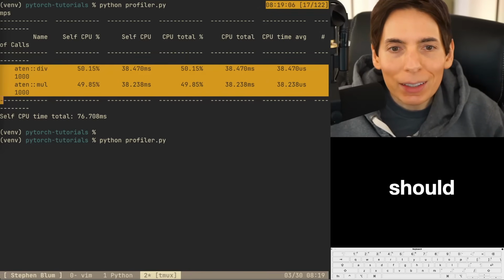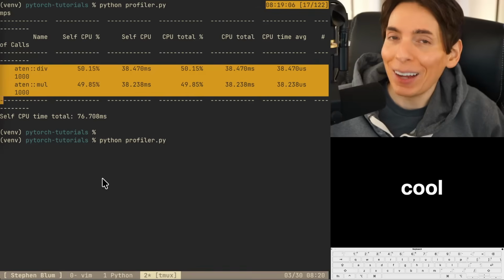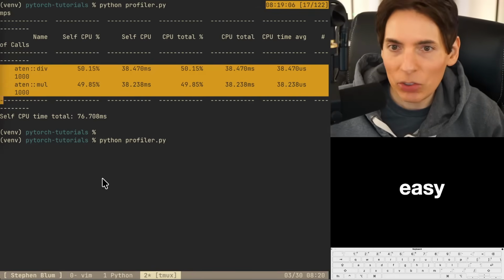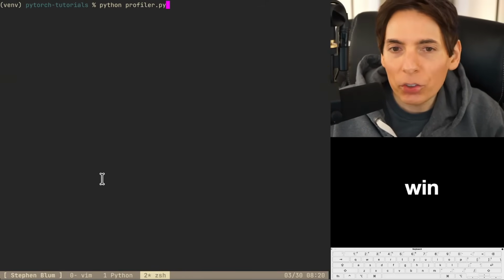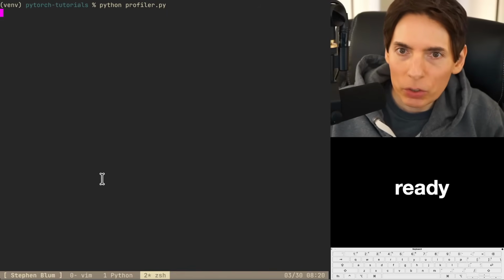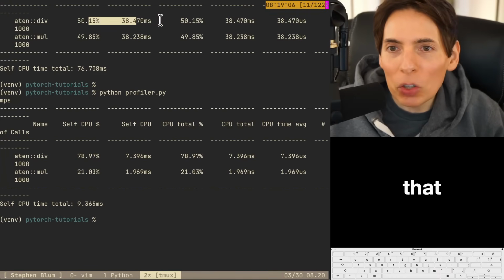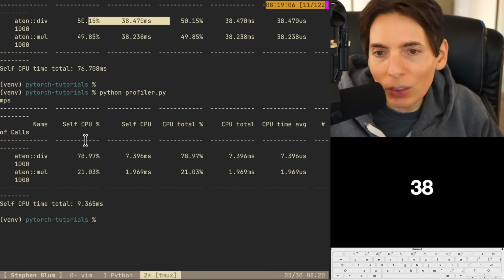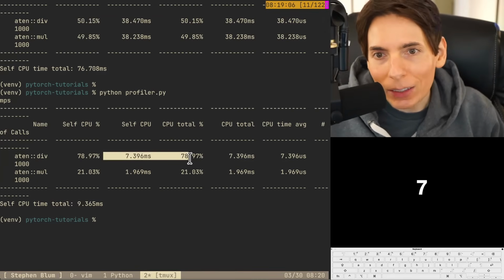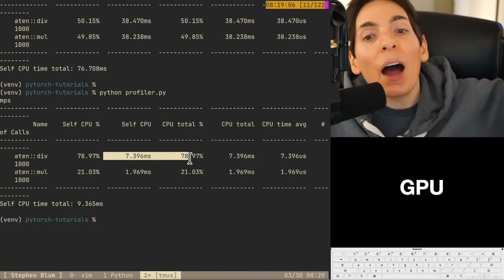That should be an easy win for the GPU now. Yeah, I think you're right. An easy win. All right, you guys, here's the answer. You guys ready? Here's the GPU. It was an easy win. Look at that. The CPU is now at 38 milliseconds, the GPU at 7 milliseconds. The GPU wins by far.